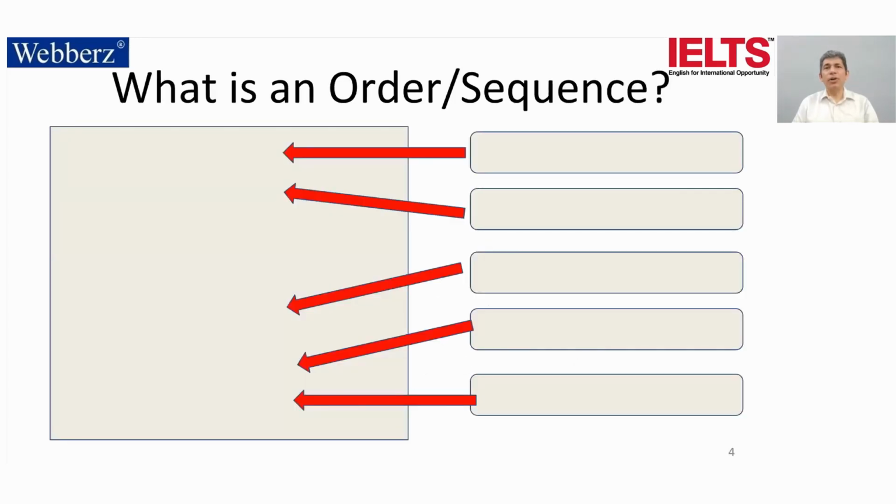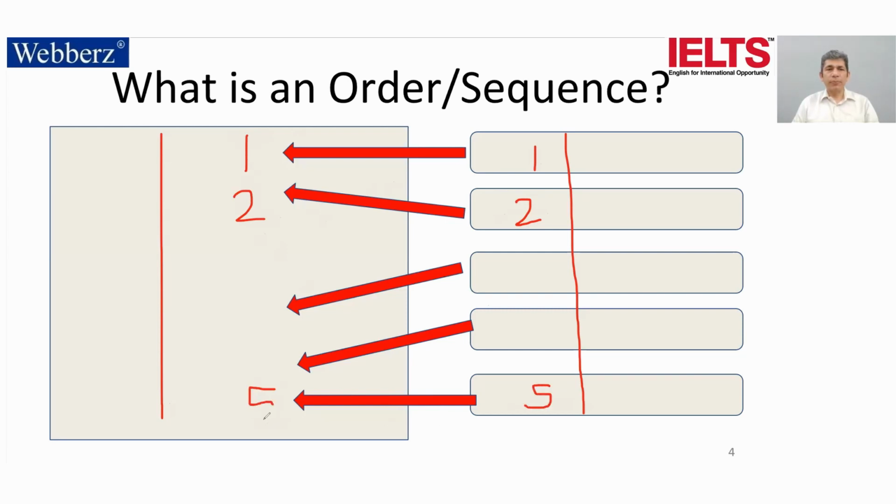What exactly is an order or a sequence? Well, it's a simple concept. This side is the question, and this side is the passage. The first question is here, the second question is here, and obviously the fifth question is here. The rest of them are in between.